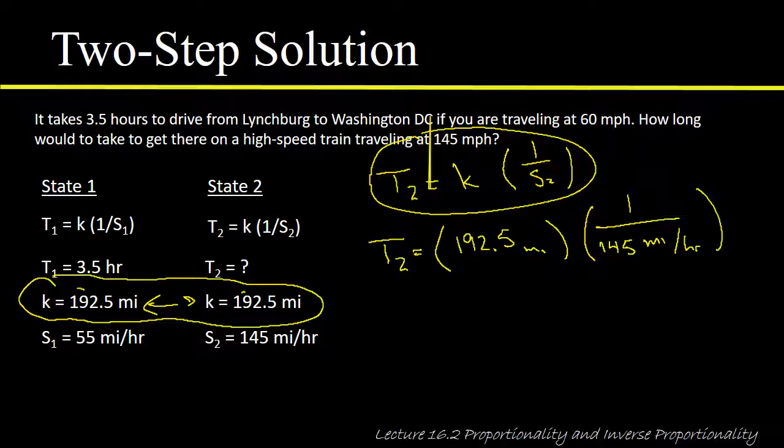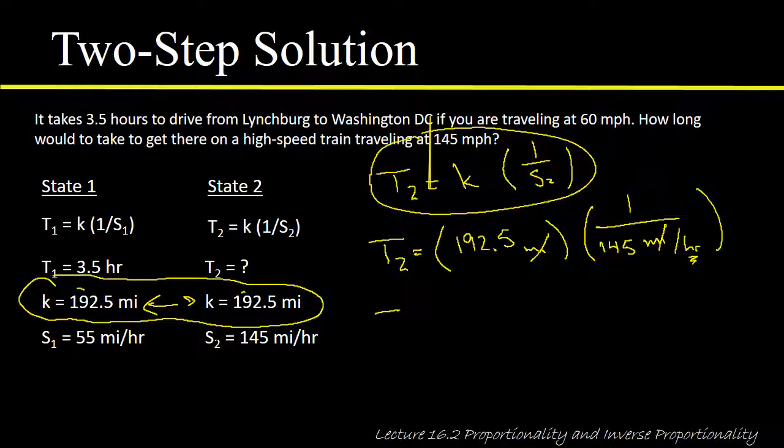We've got miles here, and we've got miles in the denominator here. So those two cancel out. Hours are in the denominator of the denominator. And when units are in the denominator of the denominator, that puts them back into the numerator. So that means our result here is going to have units of hours. And that's what we expect because we're trying to calculate a time.